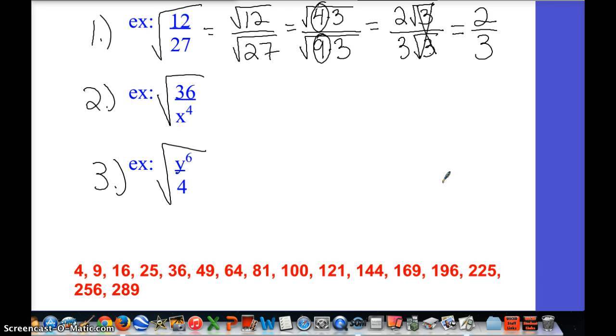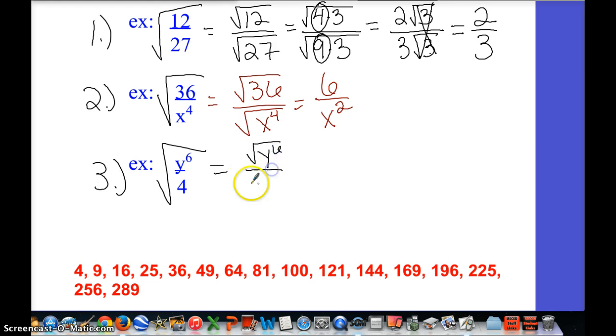Let's do number 2. You get the square root of 36 over the square root of x to the 4th. Well, these work out nice. They're both perfect squares. 6 over x squared. Number 3, you get the square root of y to the 6 over the square root of 4, which is just y cubed over 2.